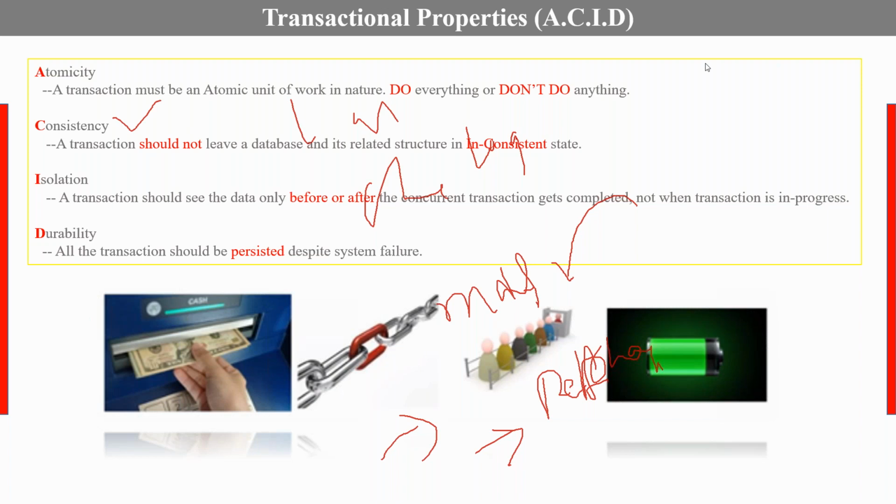Now consistency, sir. Is everyone clear on atomicity? Questions? Clear? So what is atomicity, sir? Whatever transaction you are performing in any environment, whether SQL or Oracle, your transaction should be either fully committed or fully rolled back. The best example is the ATM machine, sir. That's it.